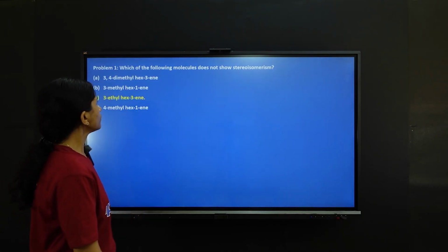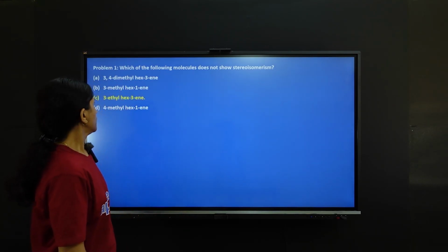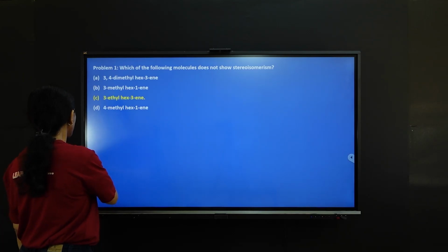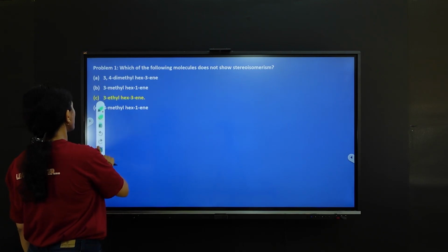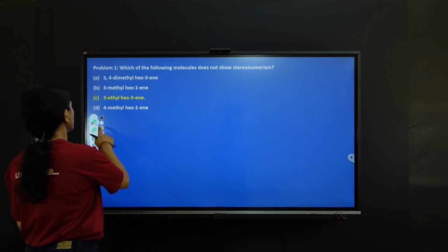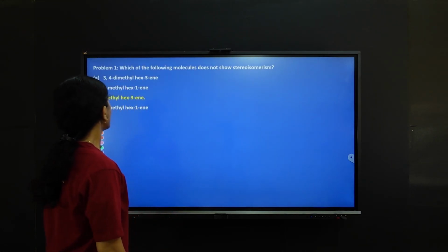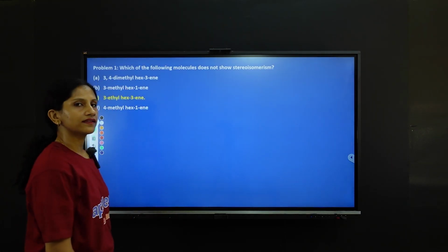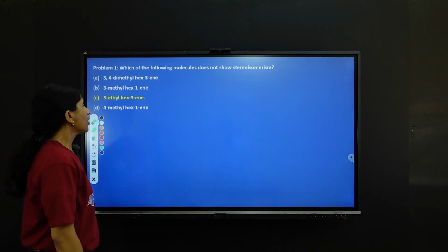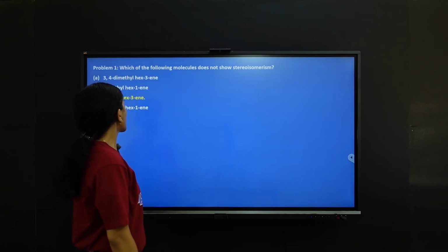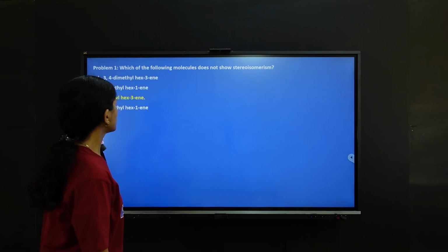Problem 1 asks which of the following molecules does not show stereoisomerism. I hope you have learned the concept of stereoisomerism, and with this concept I am going to solve this problem. We have 4 options. Option A is 3,4-dimethyl hex 3-ene. Option B is 3-methyl hex 1-ene. Option C is 3-ethyl hex 3-ene, and option D is 4-methyl hex 1-ene.